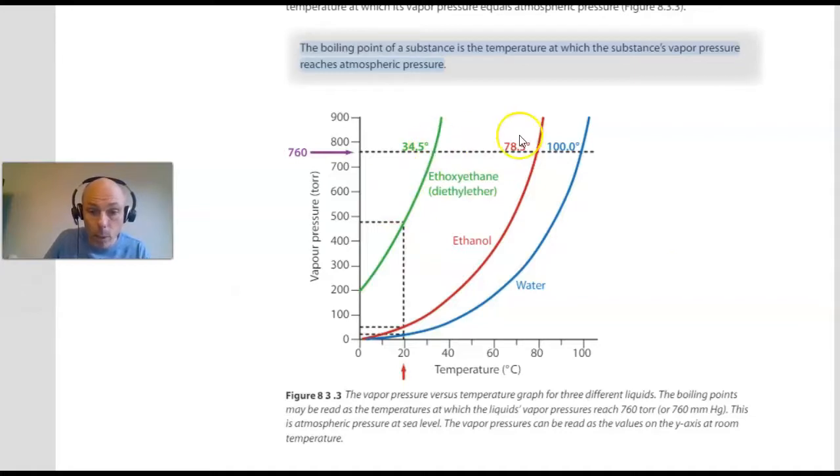If the boiling points weren't indicated on these curves, they are 34.5 for diethyl ether, 78.5 for ethanol, and 100 for water. We could have figured out what the boiling points of these substances were by finding atmospheric pressure on the y-axis in torr, or in millimeters of mercury at 760, going over to the curve, dropping down to the x-axis, and finding the temperature at which the vapor pressure for that substance equals atmospheric pressure. That's 34.5 for diethyl ether, 78.5 for ethanol, and 100, of course, for water.